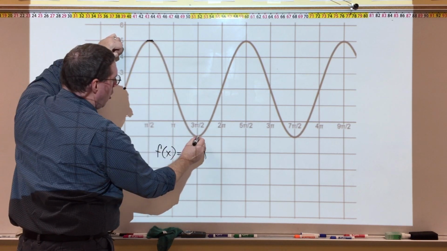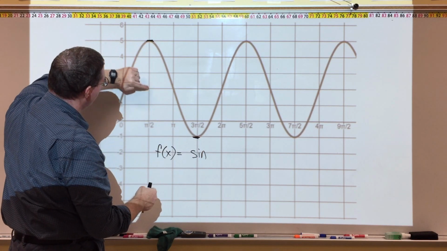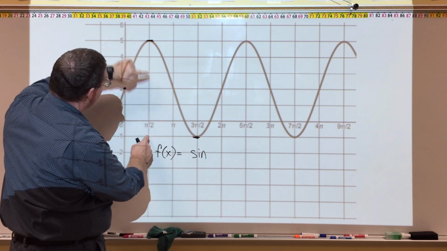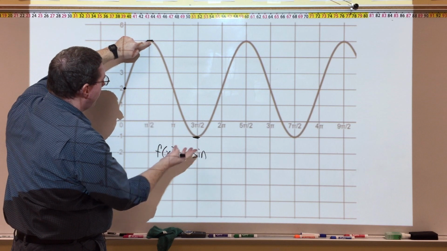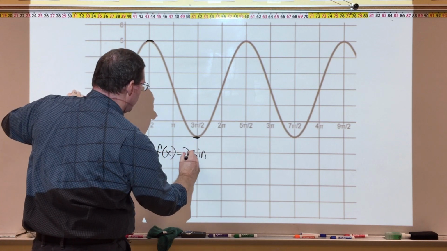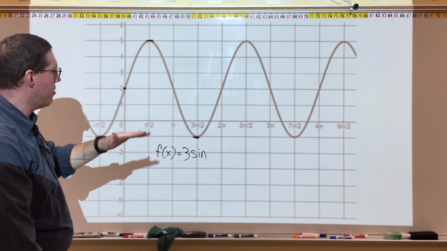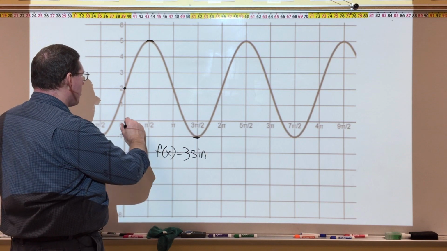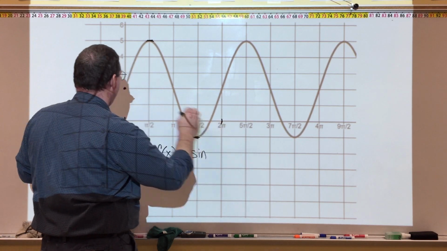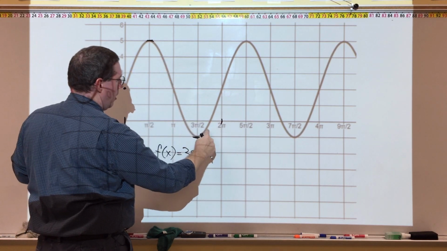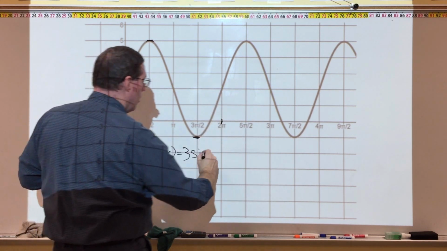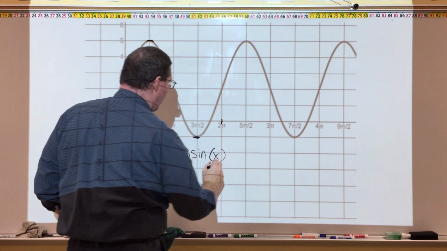High point, low point. Count 1, 2, 3, 4, 5, 6. So it's 6 from the top to the bottom. Divide by 2, that's 3. The amplitude is 3. So this is 3 sine. Now, how many sine curves go from 0 to 2 pi? Up, down, up. That's 1 sine curve. So the frequency is 1, so we'll just put an x.